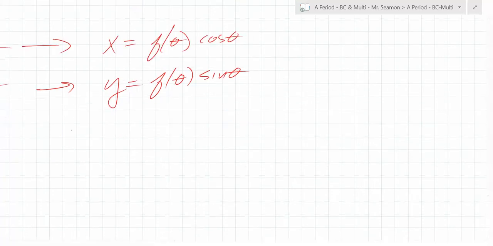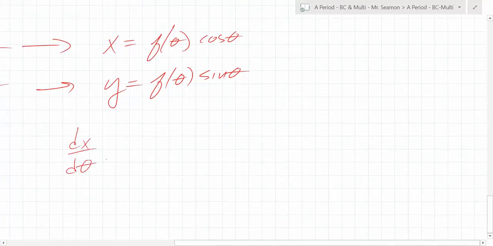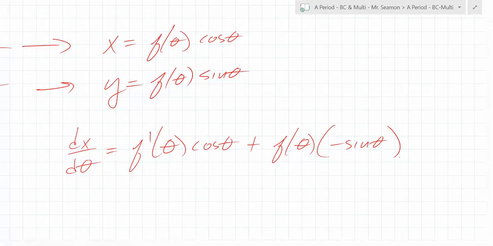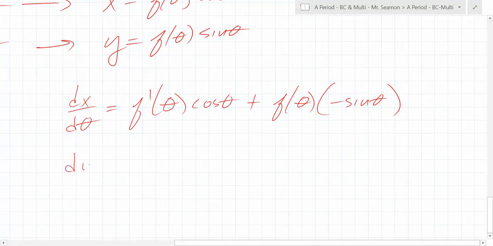Derivative. Derivative, yeah. So what is dx d theta going to be? And what do you have to use? Product rule. The derivative of the first times the second plus the first times the derivative of the second. It's really easy to mess up the signs. Be careful, because if you don't, the identities won't apply and this thing won't simplify. What is dy d theta going to be?